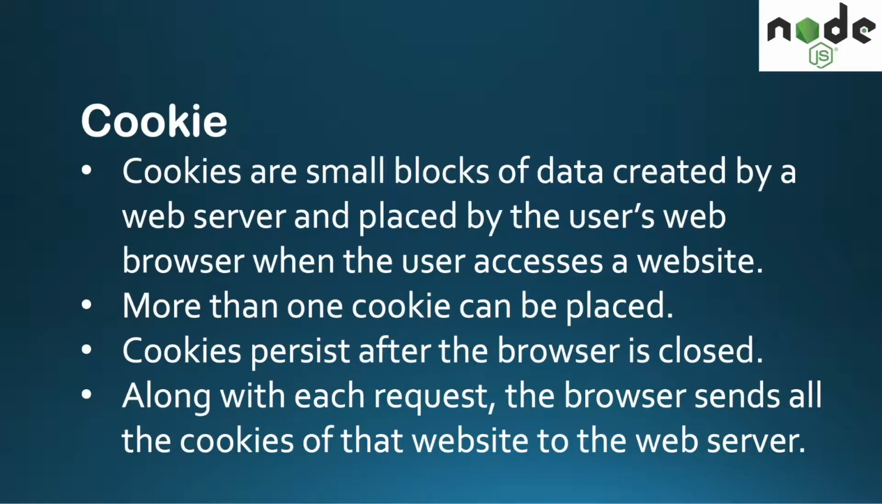So the Gmail server will send a small block of data known as a cookie, which will be placed by my browser when I visit gmail.com. So that is a cookie. More than one cookie can be placed, and we will learn how multiple cookies are placed. And one very important property of cookies is that cookies persist after the browser is closed.